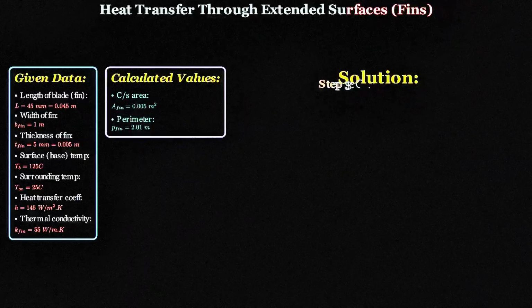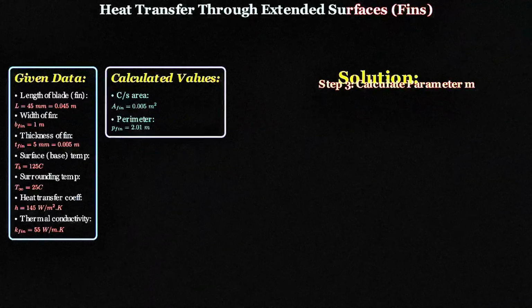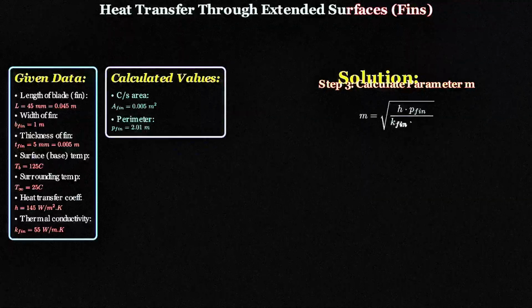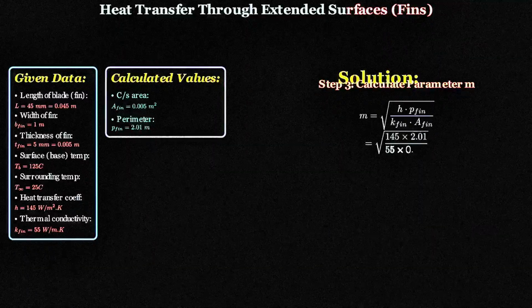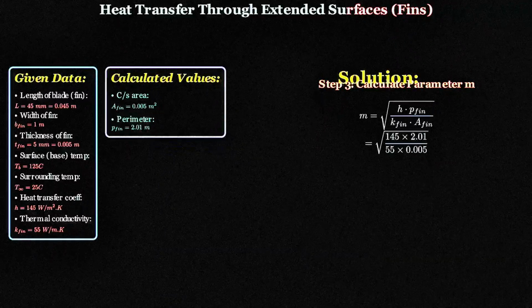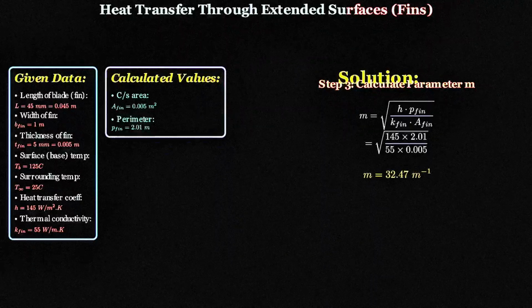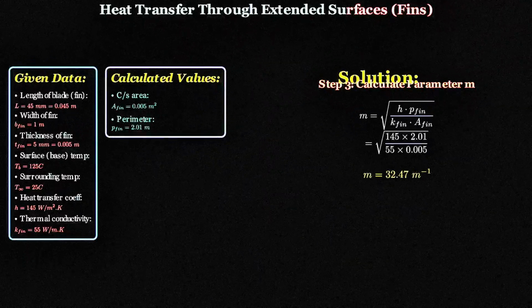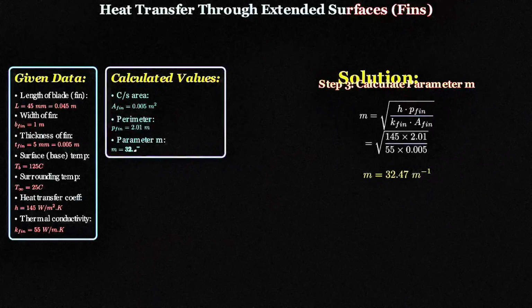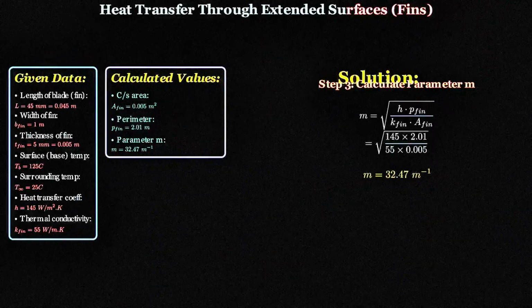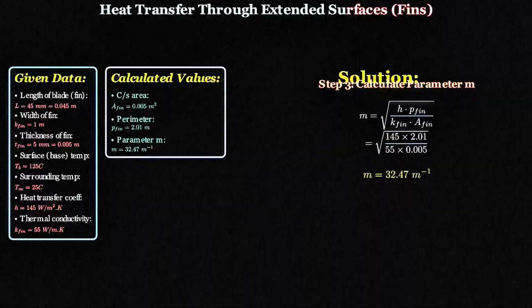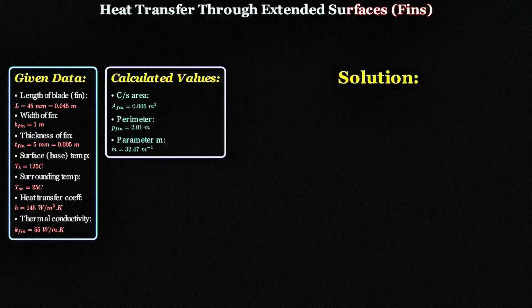Step 3. Calculate the parameter m. The parameter m equals the square root of h times P divided by k times A. Substituting our values, m equals the square root of 145 times 2.01 divided by 55 times 0.005. After calculating, we get m equals 32.47 per meter. This is an important parameter that characterizes the fin's performance. Let's add it to our data.